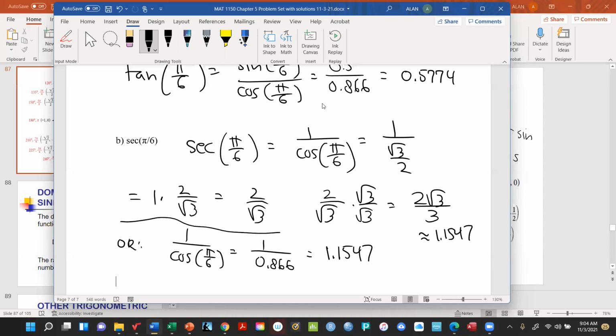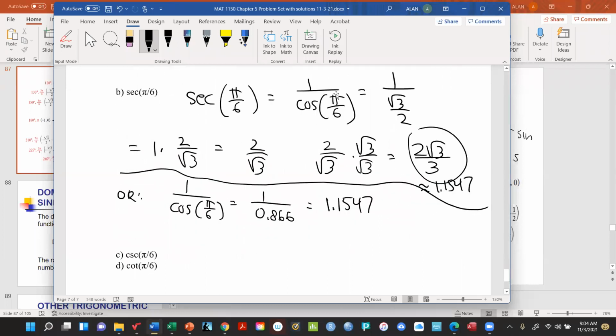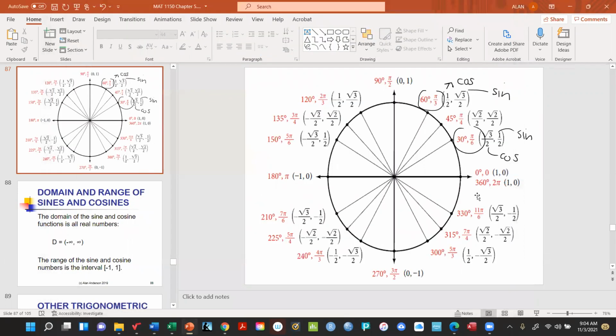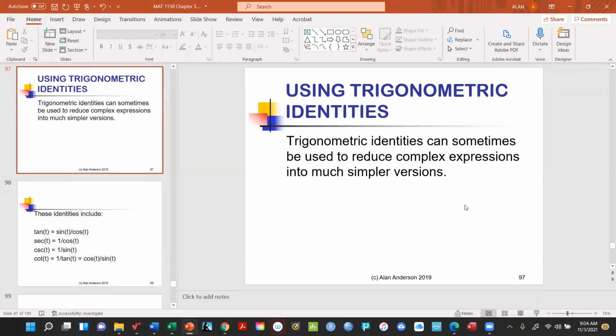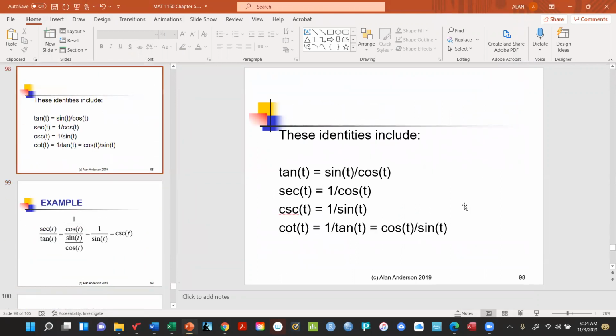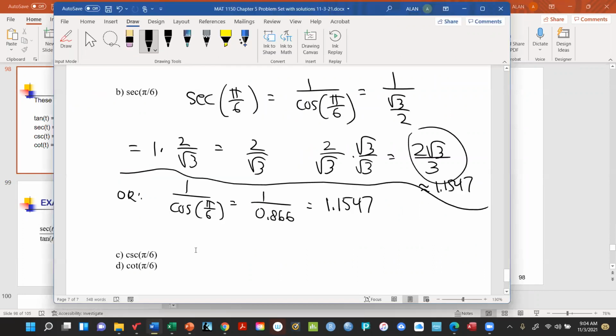Either way, you're getting the right answer. It's just that here you're writing it as a radical, which actually looks kind of nicer, but either way, you get the same number. Now, by the way, let me remind you where these identities are. Towards the end here, I think, oh, right. Okay, so secant is 1 over cosine, cosecant is 1 over sine, cotangent is 1 over tangent, which implies that it's cosine over sine. And of course, these are all going to come in very handy.